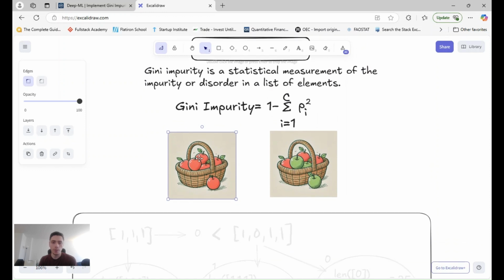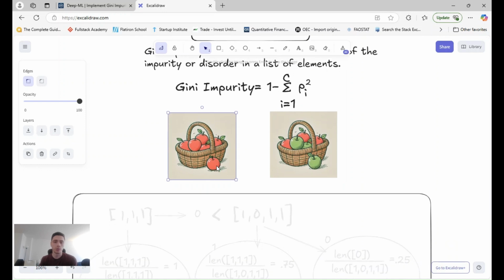Example. Here we have a basket of red apples, and here we have a basket of red and green apples. And our goal is to measure how much disorder is in this basket. So let's think about this logically. Imagine we had a basket filled with red apples. I'd say there's zero disorder there because everything's exactly the same. So we're able to quantify this relatively easily.